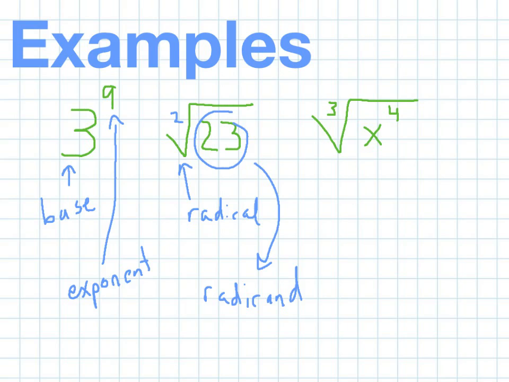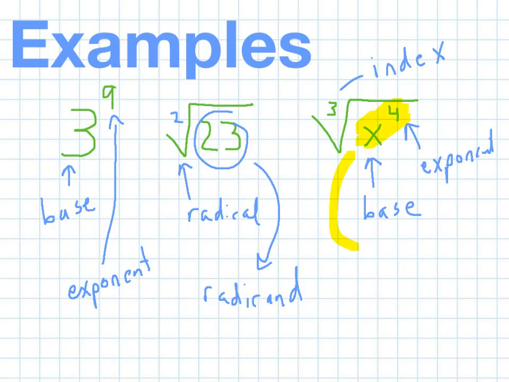And for this final problem, I have an index of 3. I have an exponent of 4. I have a base of x, and then I have a radicand of x to the 4th. So that's an example of all the vocabulary words that I just went through with you. Now I'm going to let you practice a few of those.